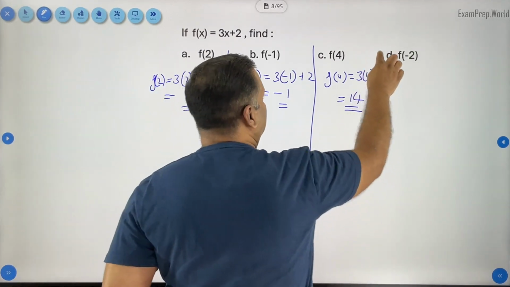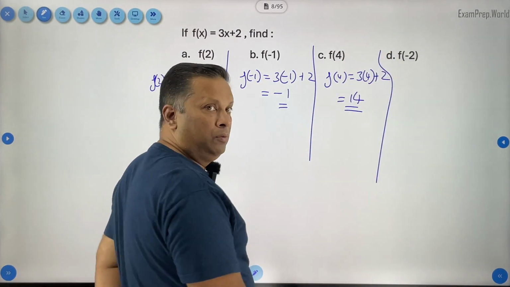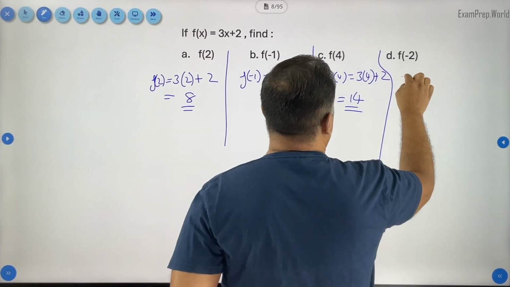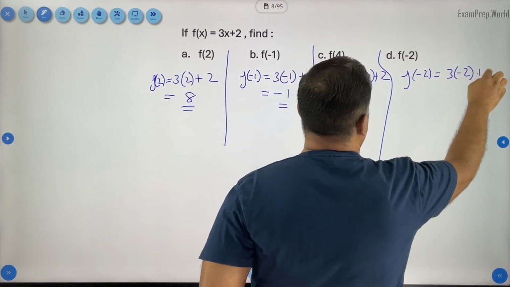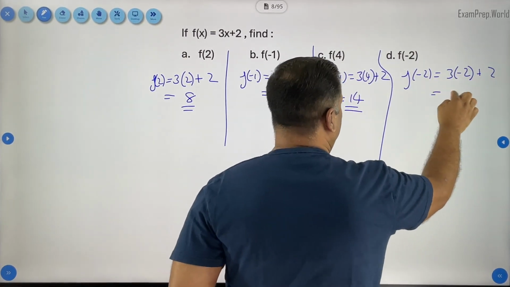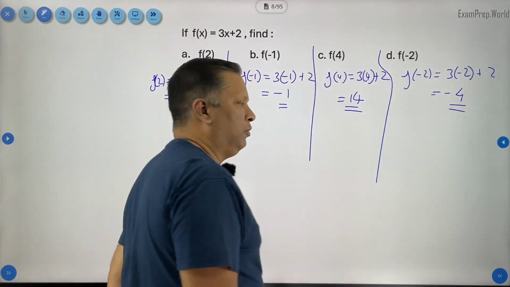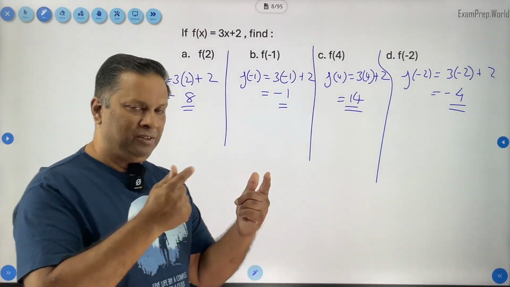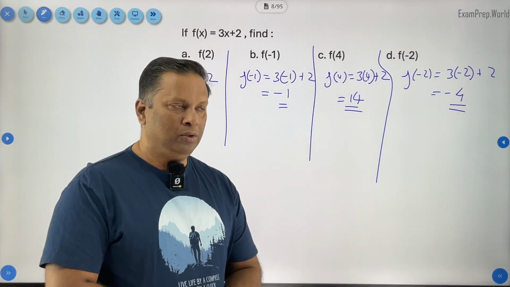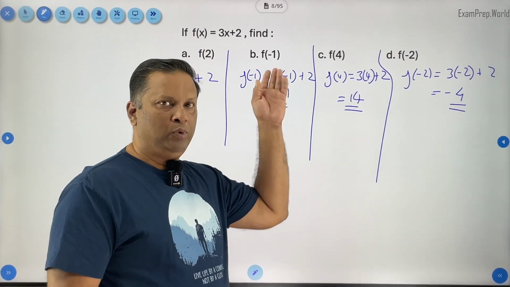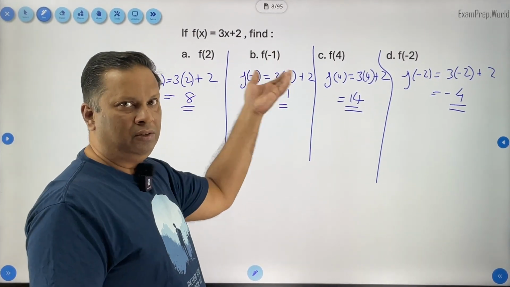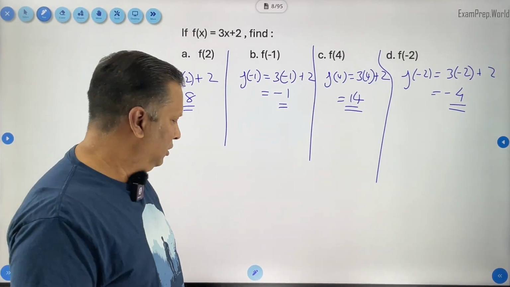Now let's do f of negative 2. Apply. f of negative 2 will be equal to 3 times negative 2 plus 2. Negative 6 plus 2 is negative 4. So all 4 answers done in just a second, right? When this kind of question comes, you only have to input the value given and solve the function. Okay. Now let's see.